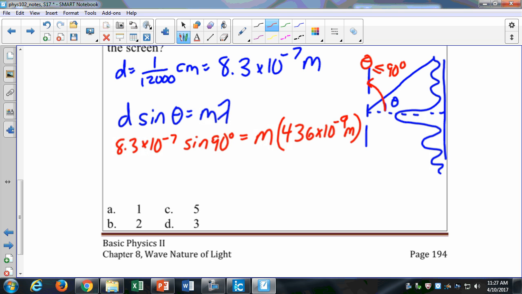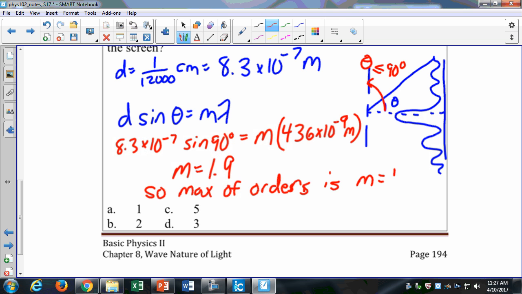And I get 1.9. So m is equal to 1.9. Now how many orders then do I get? For theta equal 90 degrees, my m is equal to 1.9. Theta cannot exceed 90 degrees, so what is the maximum number of orders that I get? I just get 1. I round this down. I never round it up. I round it down to the nearest integer. So the maximum number of orders is 1. Or is m equal 1?